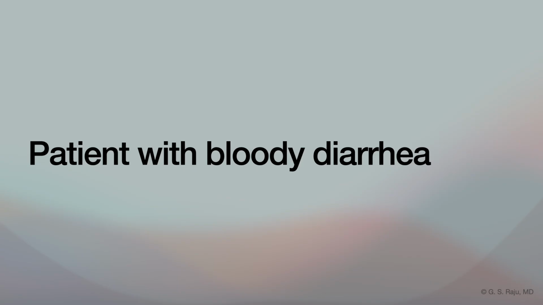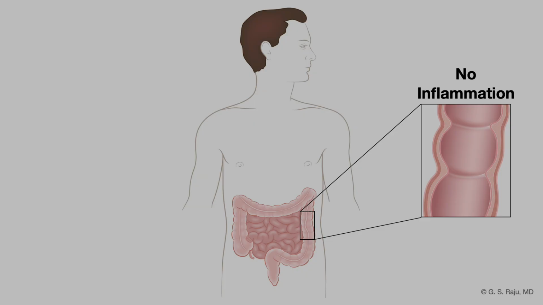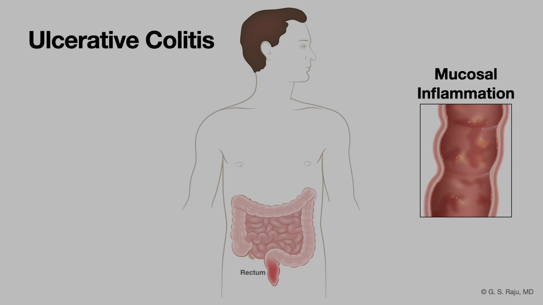It's not uncommon for us to do colonoscopy when somebody presents with bloody diarrhea. When you have bloody diarrhea, you have to think about colitis. So here is a colon, and on the right side you see a nice colon wall with no inflammation. When there is inflammation of the mucosa, you call it colitis, and we will talk about ulcerative colitis here. And you can have colitis from infections also. But let us talk about ulcerative colitis.